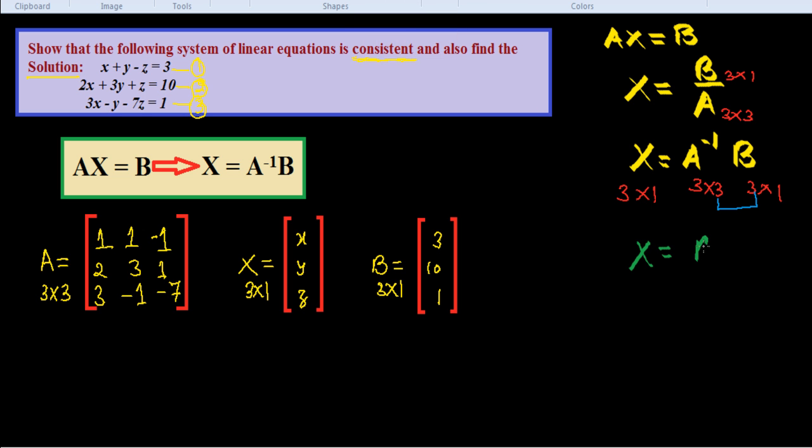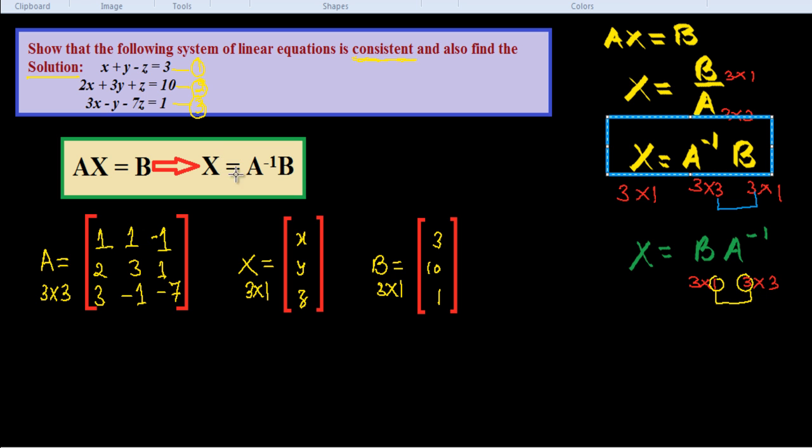If I put X is equal to B into A inverse, now you see the order of matrix B is 3 by 1, and the order of A is 3 by 3. So there is no chance of getting the multiplication of B into A inverse. So we always take it in this form: X is equal to A inverse B.